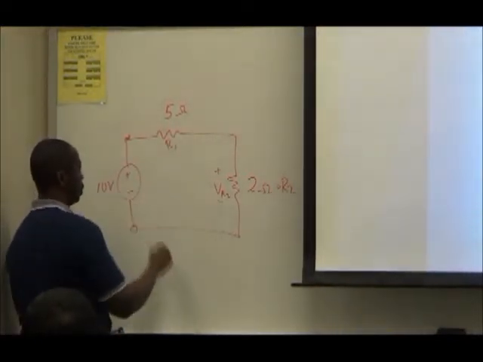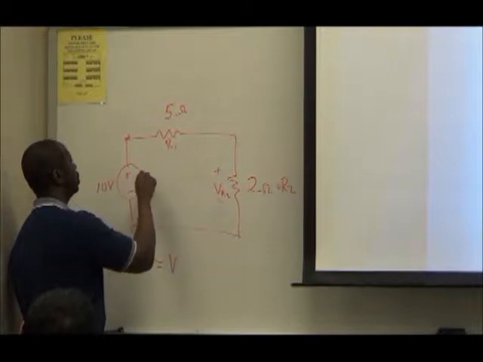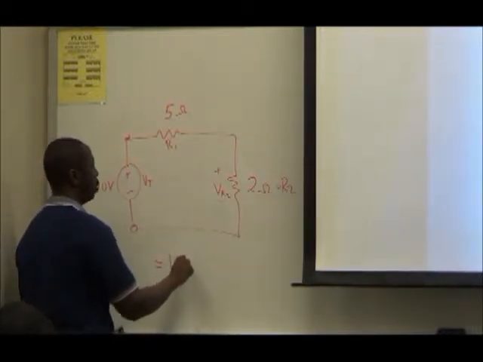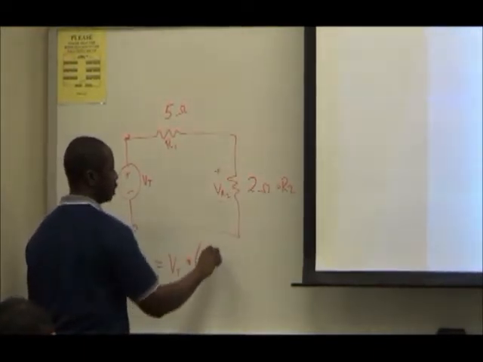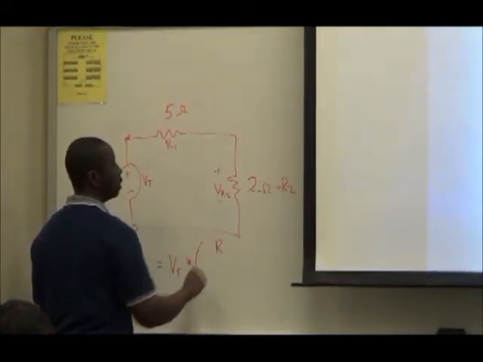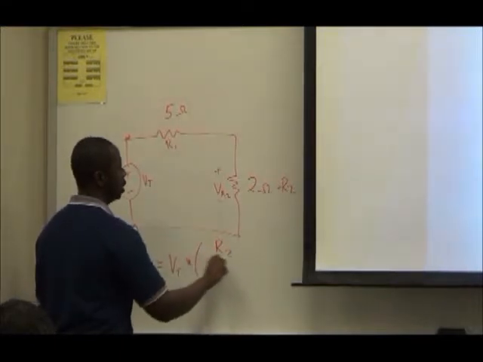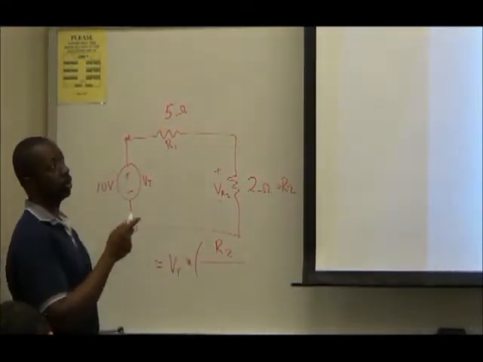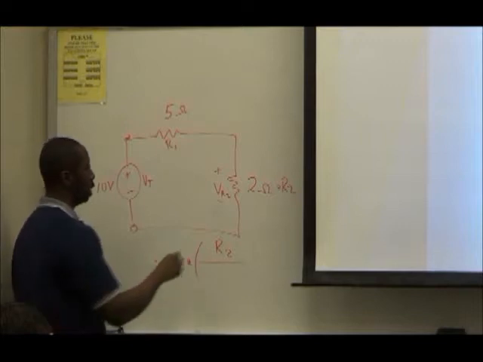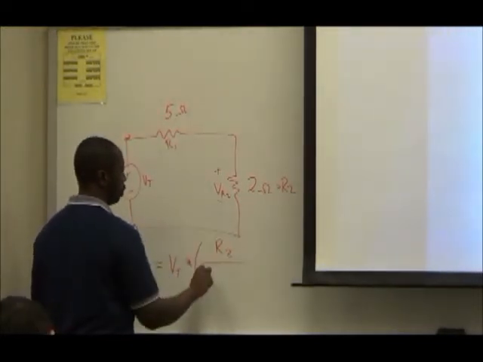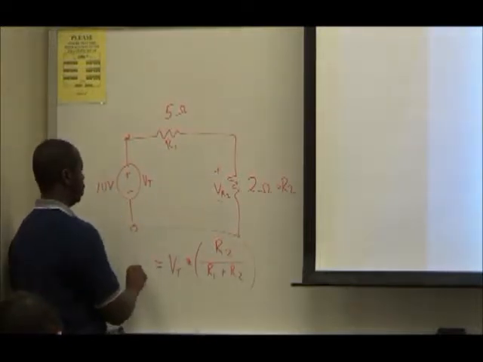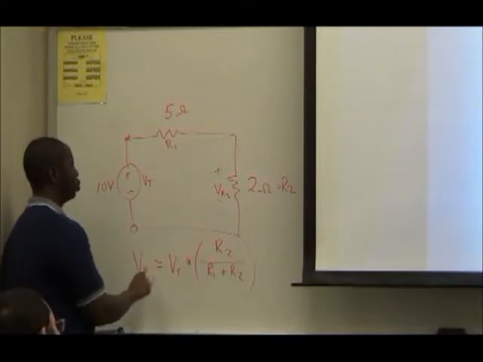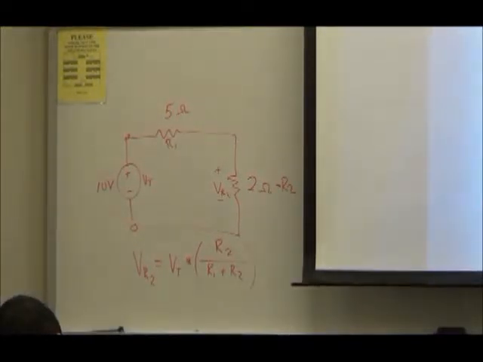I take the voltage that's being supplied here, which is our total voltage, and I multiply that by the resistor that I want to find the voltage across. That is resistor number 2 in this case, divided by the sum of the 2 resistors. So the sum of these 2 resistors would be R1 plus R2, and that will give us the voltage that's being dropped across resistor number 2.